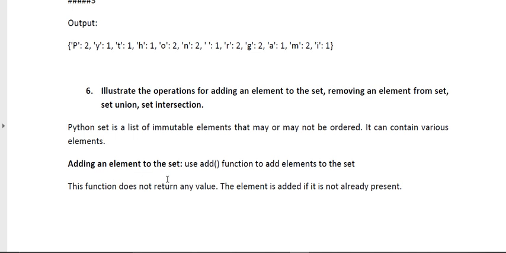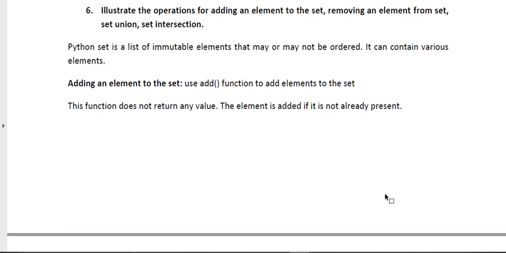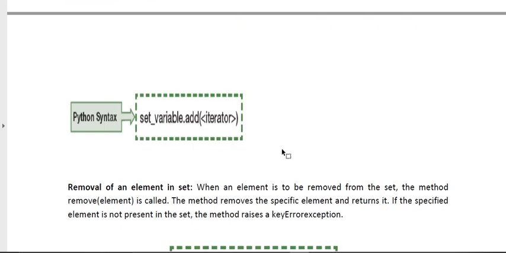Coming to the first question, adding an element to the set. How do you add an element to the set? Use the add function. This function will just add an element to the set. It will not return any value. The element is just added if it is not already present. And this is the syntax. The set variable dot add, and within the argument you give what you want to add. So this is the syntax.